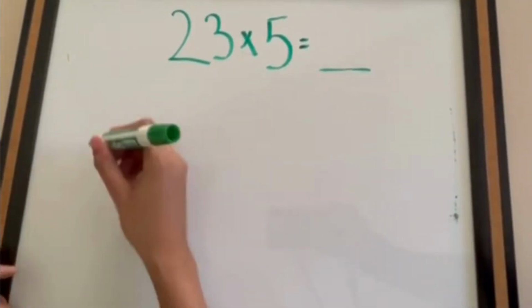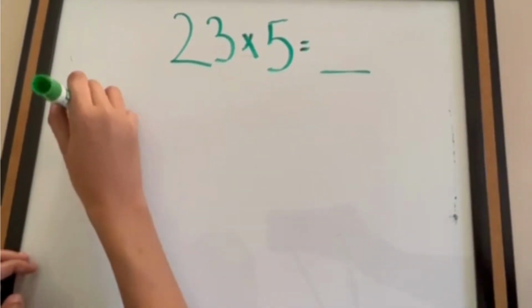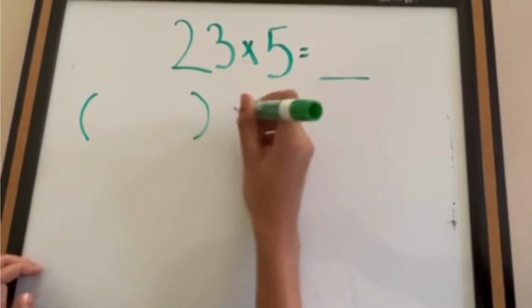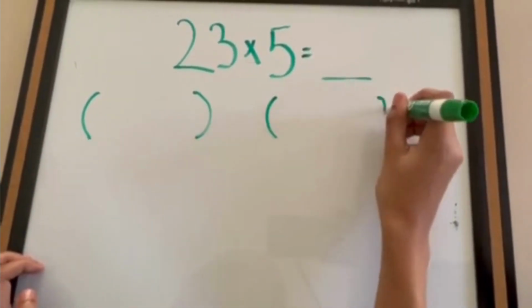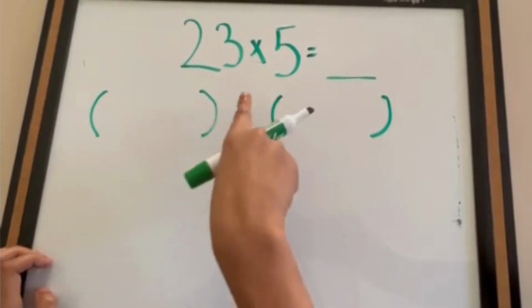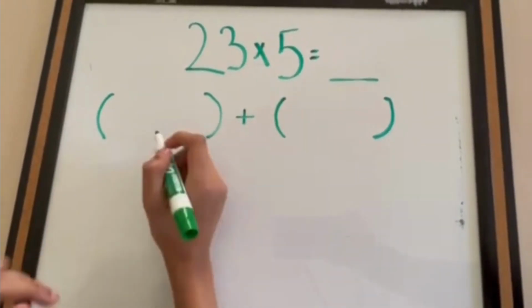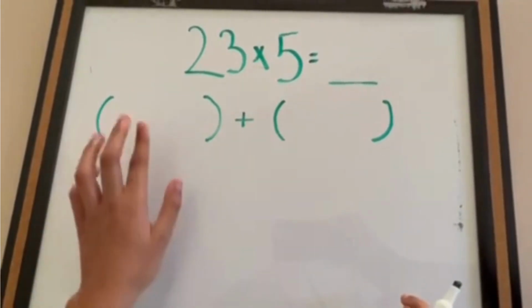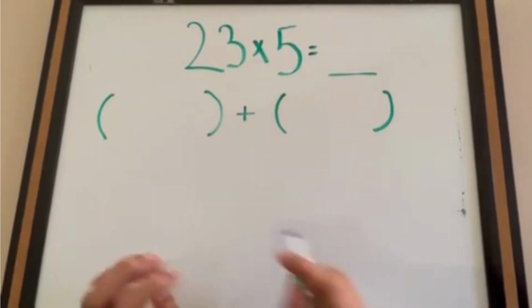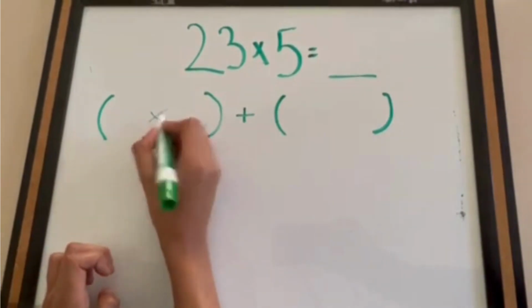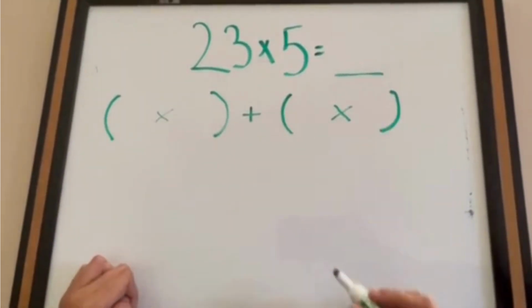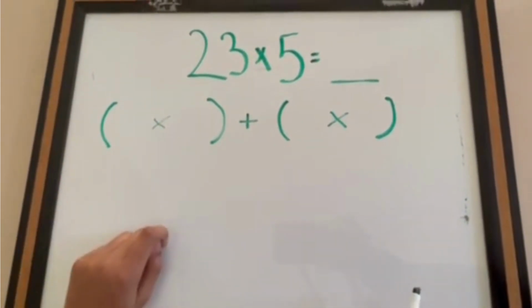What we're going to do, mathematicians, is set up two parentheses. And you're always going to have a plus sign in the middle. And you're going to have two multiplication signs, one in the middle of each parentheses. Just like this. So what are we going to put in these parentheses?